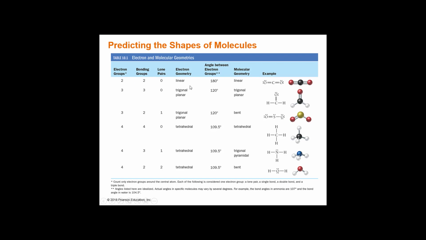This tells me that the electron geometry is linear, and the angle is 180, and the molecular geometry is also linear. When you don't have lone pairs on a center atom, the molecular geometry and the electron geometry will equal each other. So they will be the same. In there you have an example of exactly the one that we just showed.